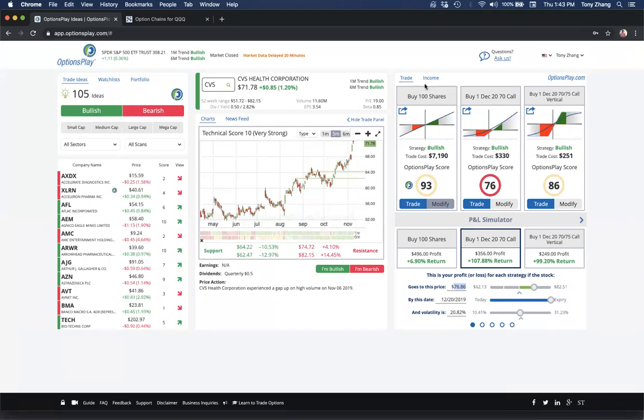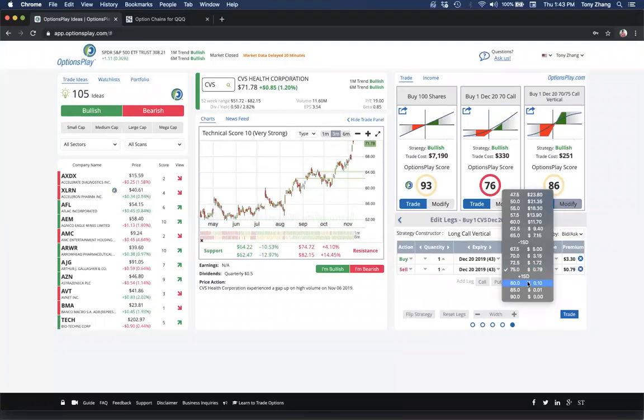I still think this stock can move higher, but it's severely overbought at the current price. As you can see here, a debit spread... the problem here is that CVS doesn't list a lot of strike prices. So you don't have a lot of choice.